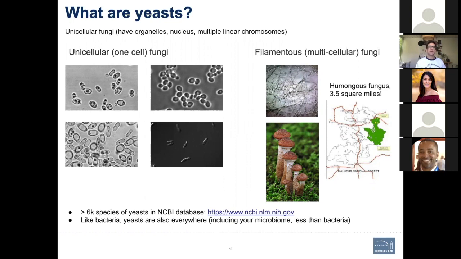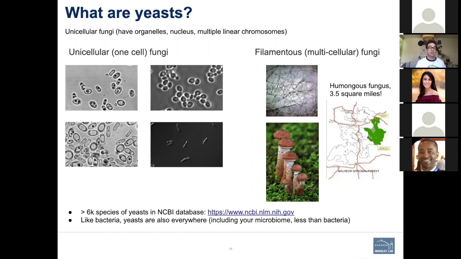Like I said, they're unicellular, one-cell fungi. They also look very boring and nondescript under a microscope, but they're really quite cool, and I'll get to that later. And this is as opposed to other kinds of fungi, the filamentous multicellular fungi, which look different under a microscope. They form these filaments. They can grow into macroscopic structures which you've seen before, like mushrooms, including the humongous fungus, which occupies 3.5 square miles up in Oregon. It is thought to be the largest individual organism on Earth.